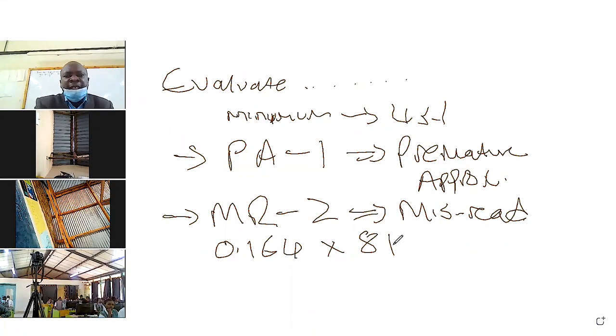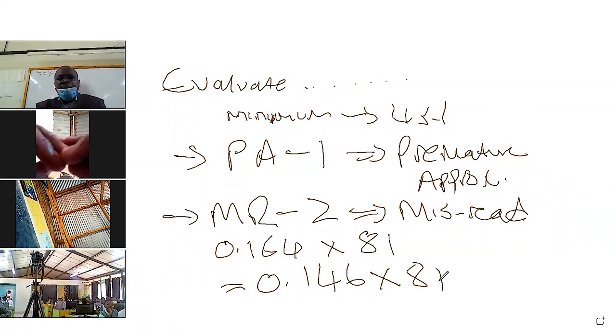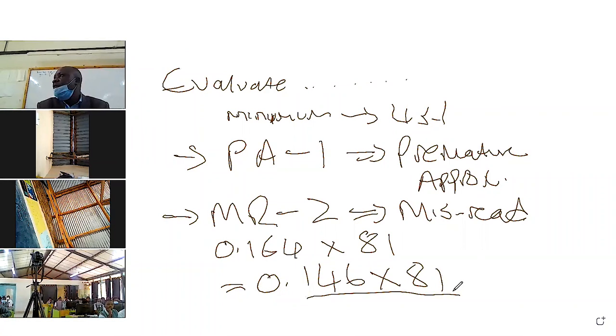But then when you are writing this down, because of the tension maybe during the exam, you write it as 0.146 times 81, which is very possible. You have misread, you have interchanged the 4 and the 6. When you work this out by multiplication, it doesn't mean that you don't know mathematics, because you will work it out and get a value. But that value is not the original answer to the question given by the examiner.